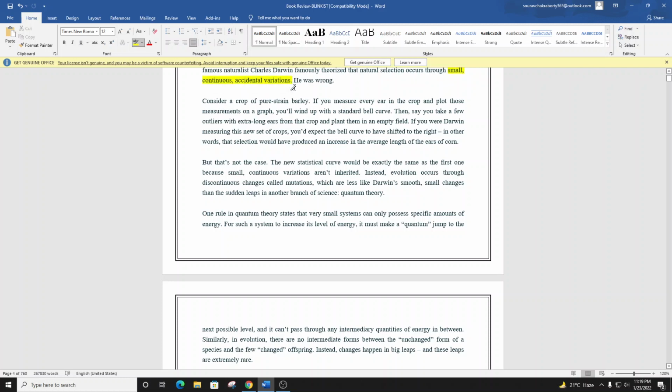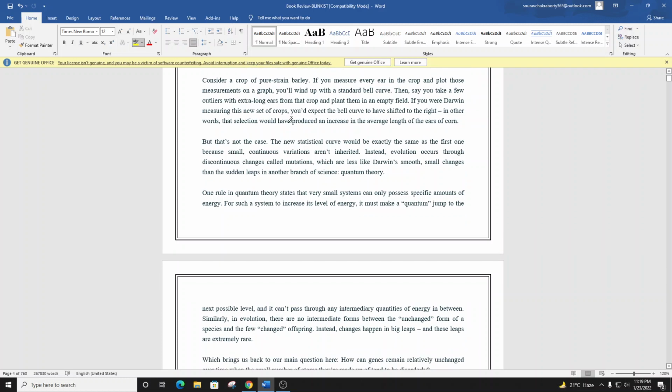Consider a crop of pure strain barley. If you measure every ear in the crop and plot those measurements on a graph, you'll wind up with a standard bell curve. Then, say you take a few outliers with extra long ears from that crop and plant them in an empty field. If you were Darwin, measuring this new set of crops, you'd expect the bell curve to have shifted to the right. In other words, that selection would have produced an increase in the average length of the crops. But that's not the case. The new statistical curve would be exactly the same as the first one, because small, continuous variations aren't inherited.